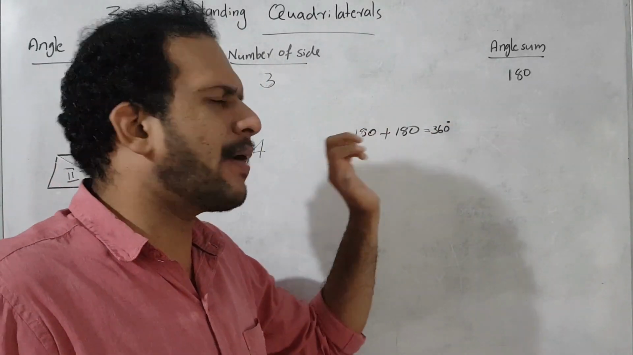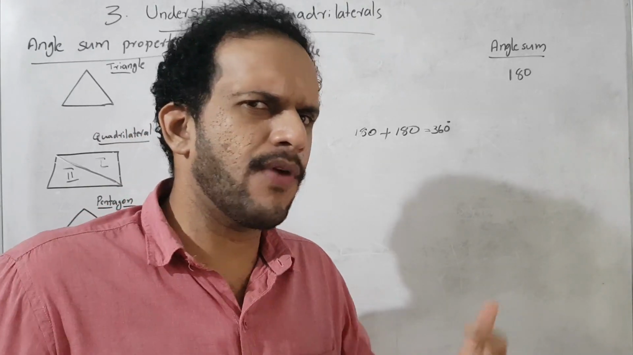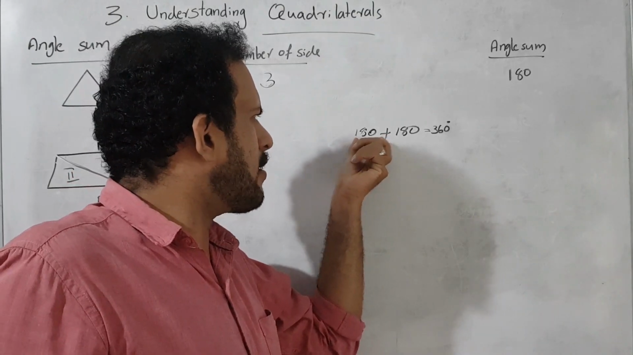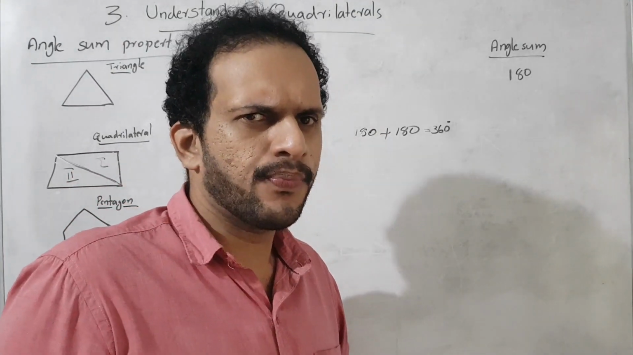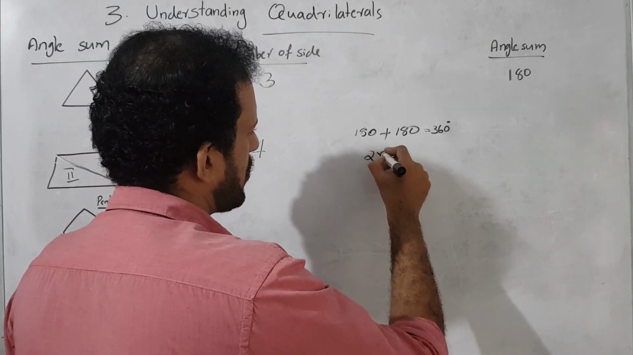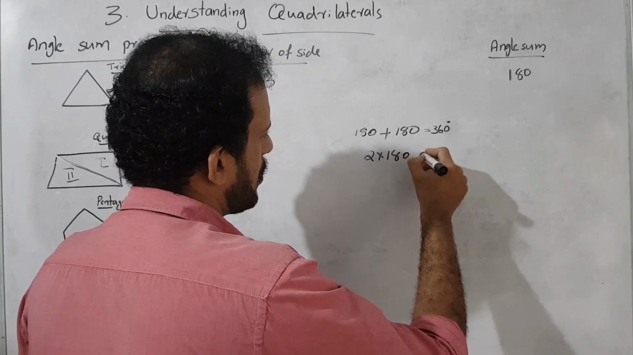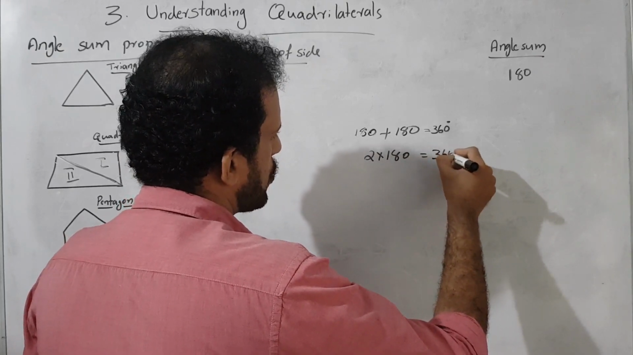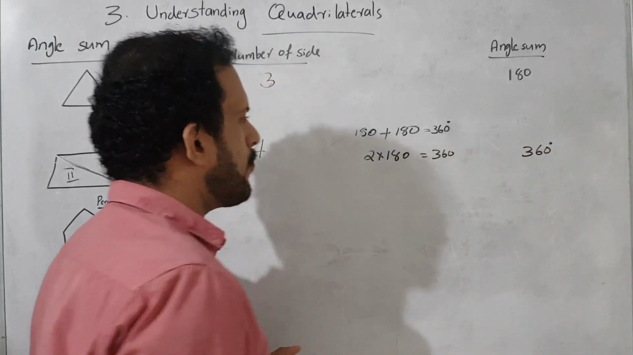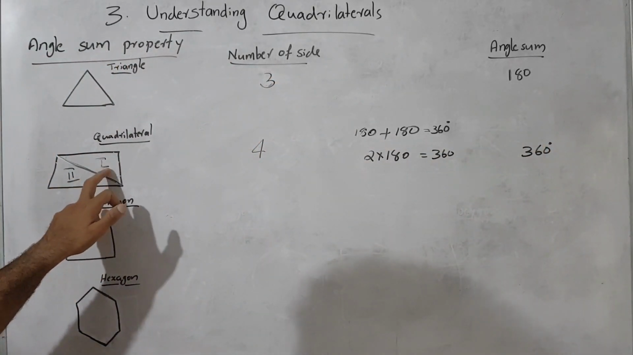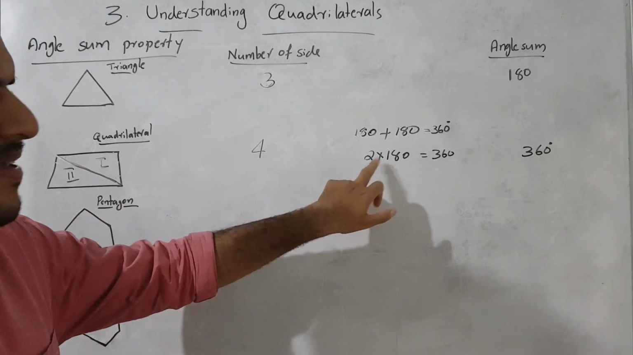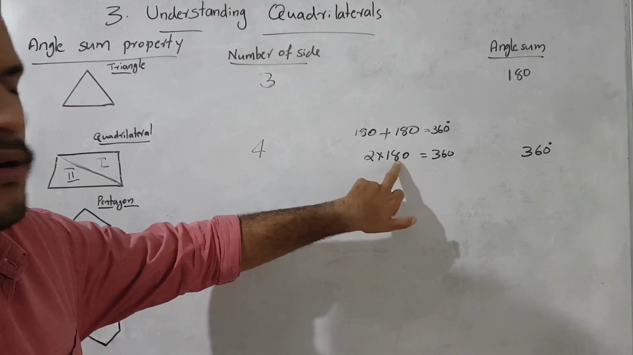Correct. So we know the idea. If we add one number twice, what is the easy way to find that sum? That is equal to 2 into the same number. Correct. 2 into 180 is equal to what do you get? 360. So we write the angle sum of a quadrilateral is equal to 360. How do we get it? We have two triangles, that is the number of triangles into the angle sum of one triangle.